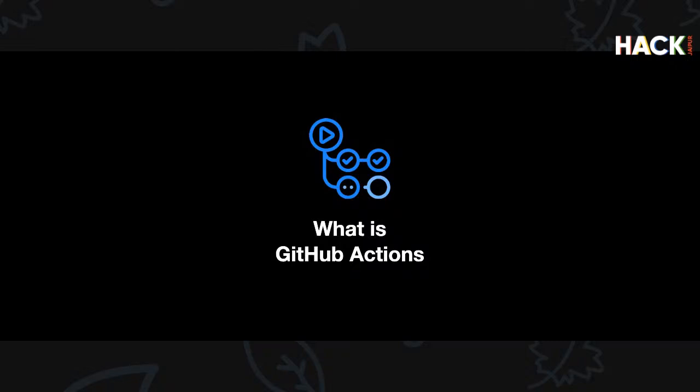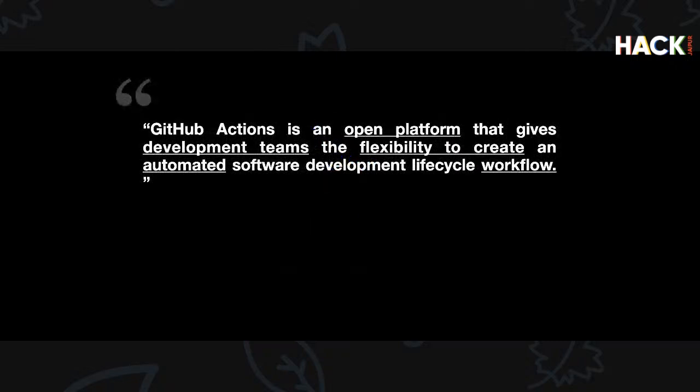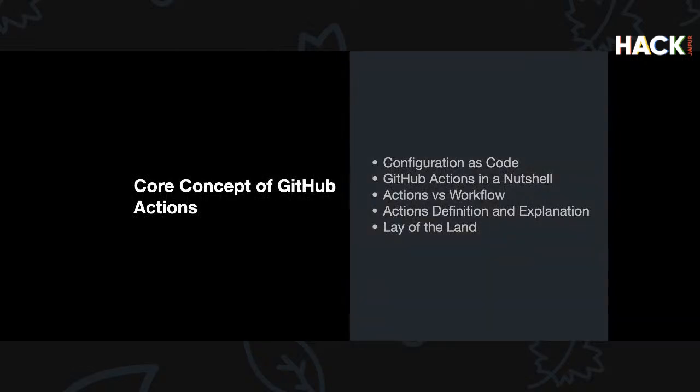GitHub Actions is basically an open platform that provides development teams, or developers like you, the flexibility to create and automate software development lifecycle workflows. So this is the official definition. Let's move on to the core concepts of GitHub Actions. We will take a look at what GitHub Actions is from a technical lens.